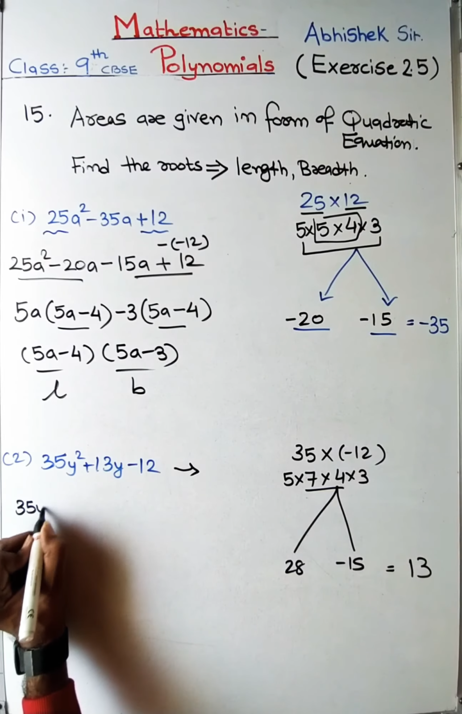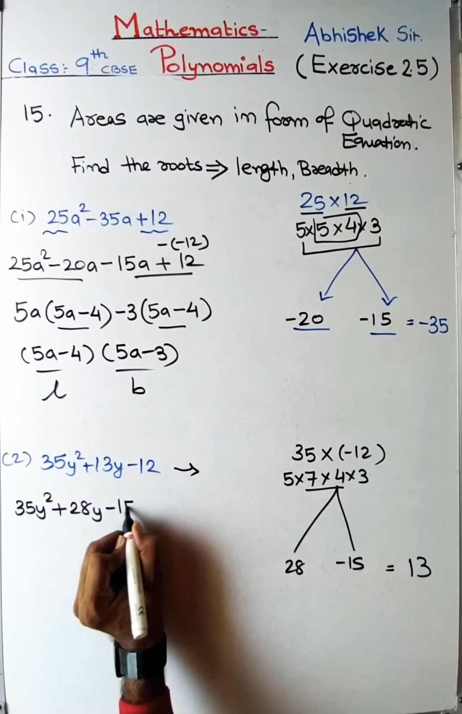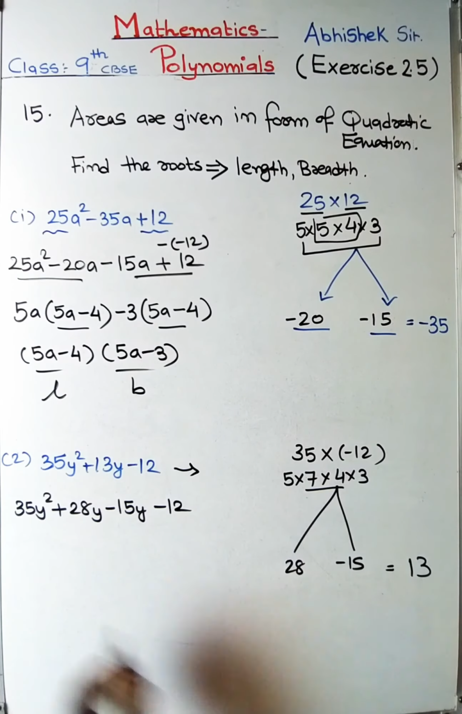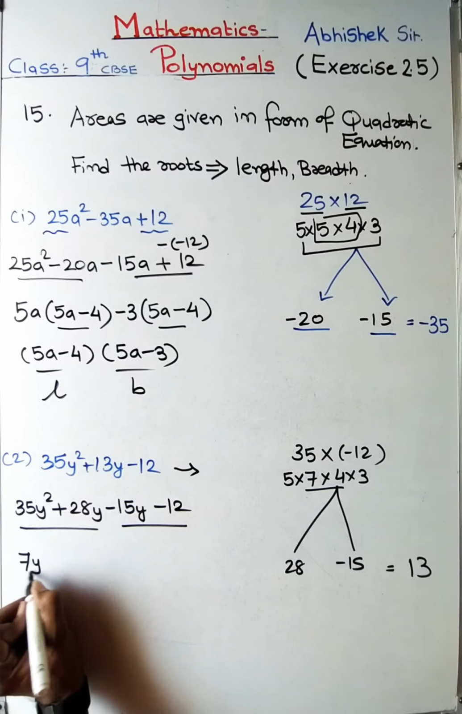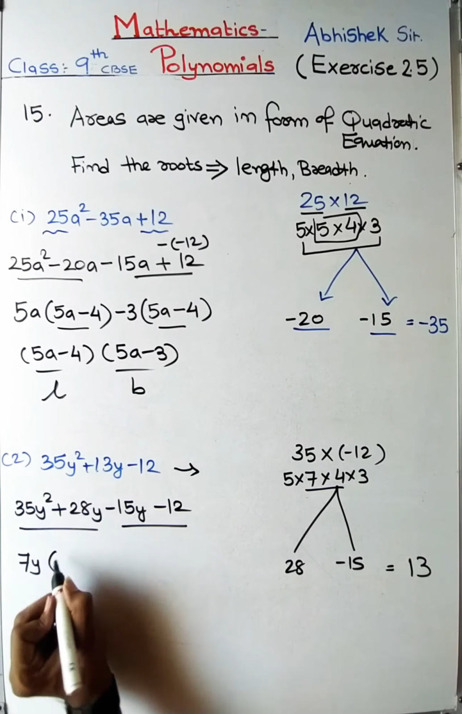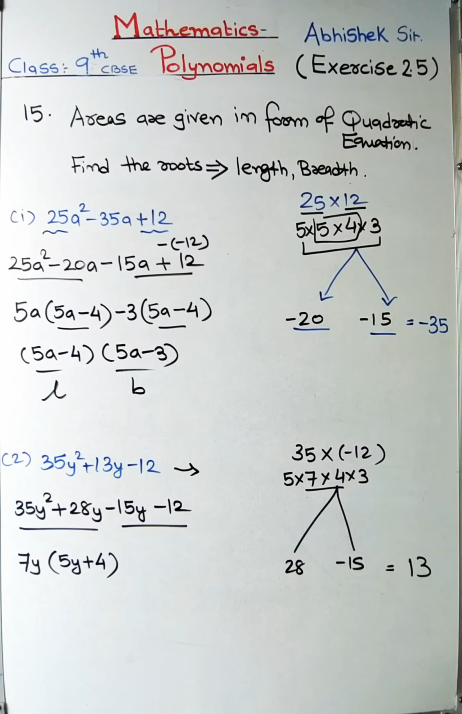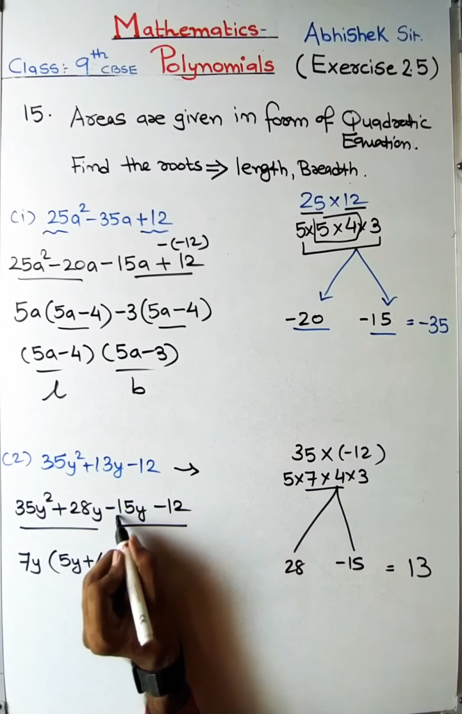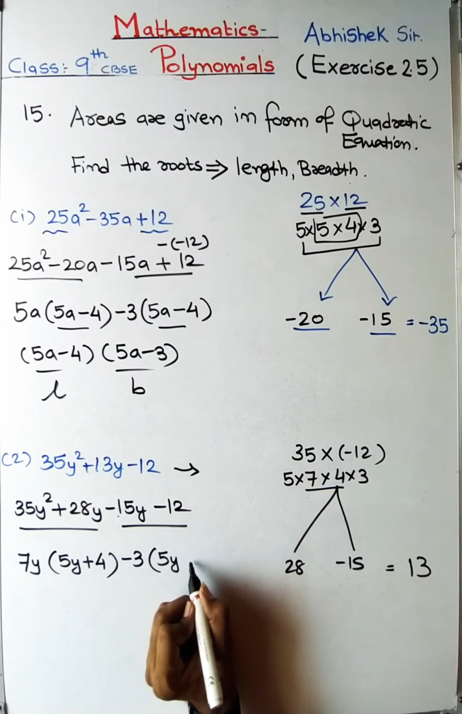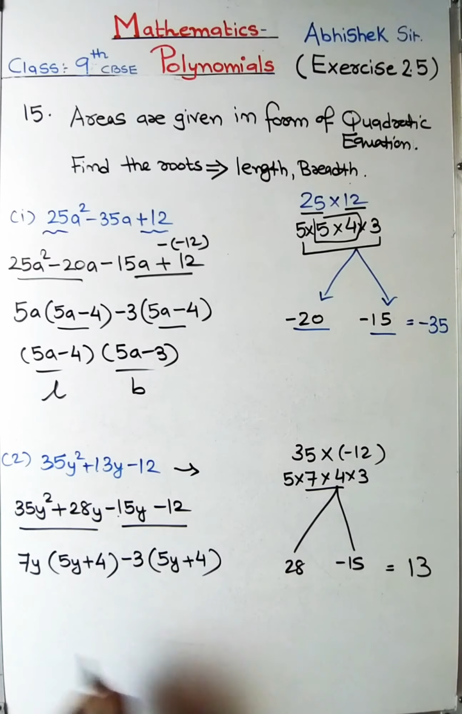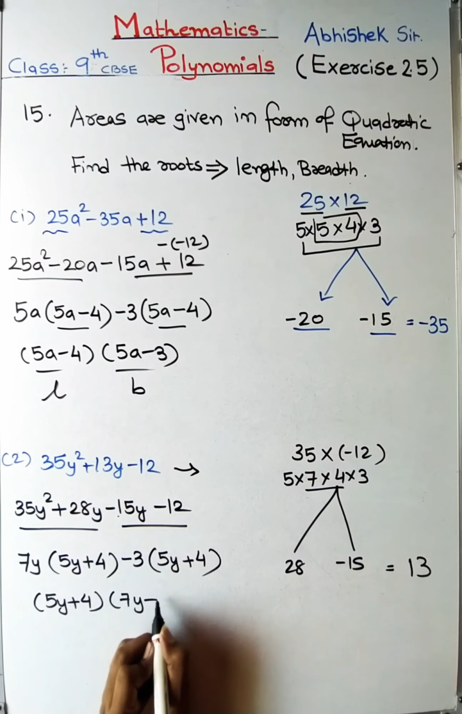So we got those two numbers, that is plus 28 and minus 15. So 35y square plus 28y minus 15y minus 12. Two combinations, take common. 35 and 28 come in the 7 table, so 7y is common in the first two: 7 5s are 35y plus 7 4s are 28. Over here both numbers are in the 3 table, so minus 3 is common: 3 5s are 15 and 3 4s are 12. So 5y plus 4 and 7y minus 3.